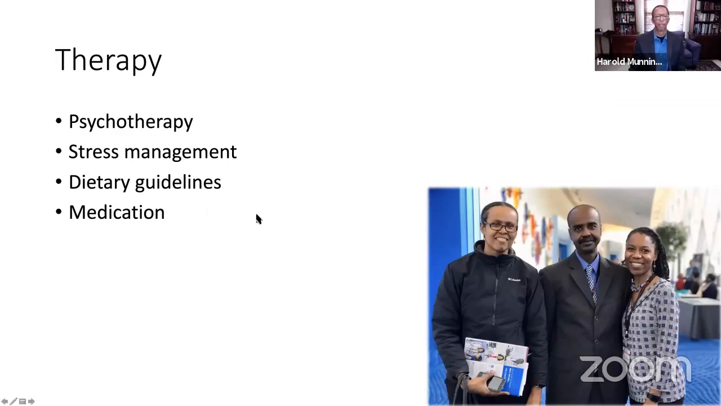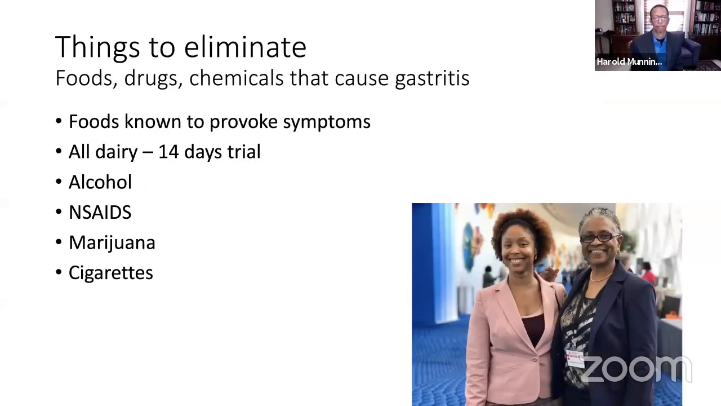So how do we manage these patients? There are 4 main pillars: psychotherapy, stress management, dietary guidelines, medication. Again, some patients make it easy for you, and you wonder why you have to tell a patient to avoid foods that you know provoke your symptoms.